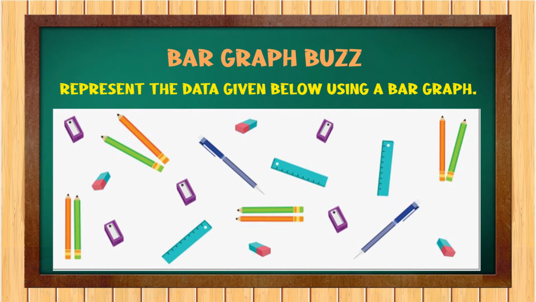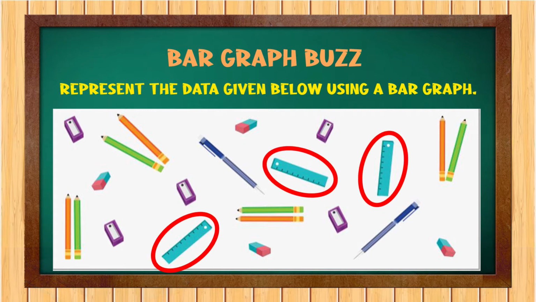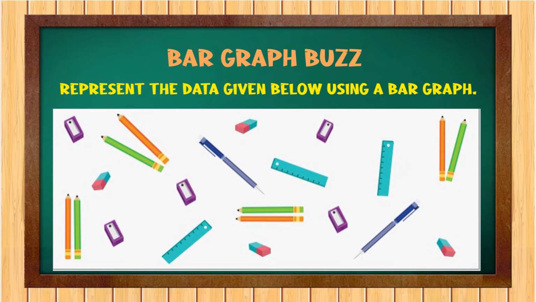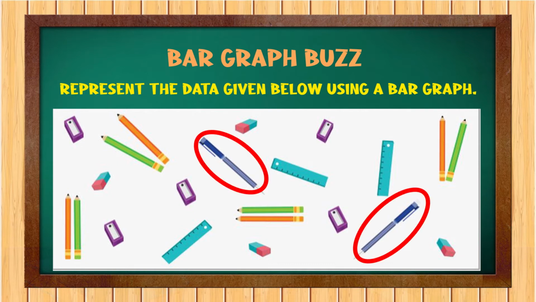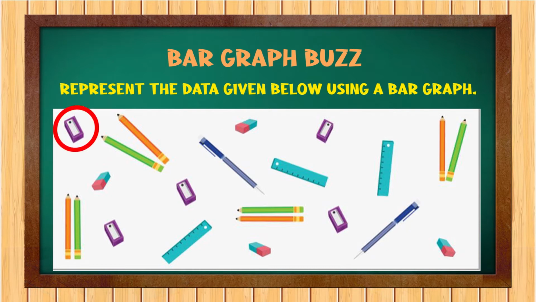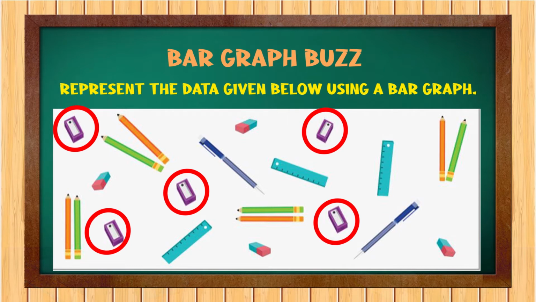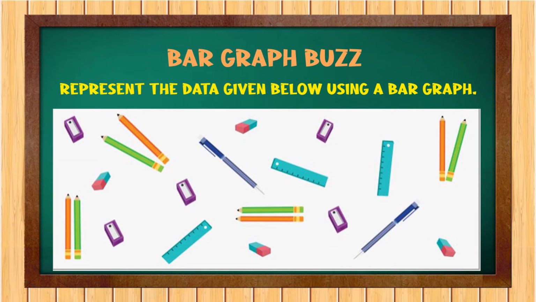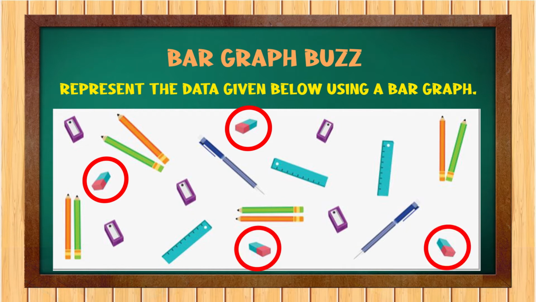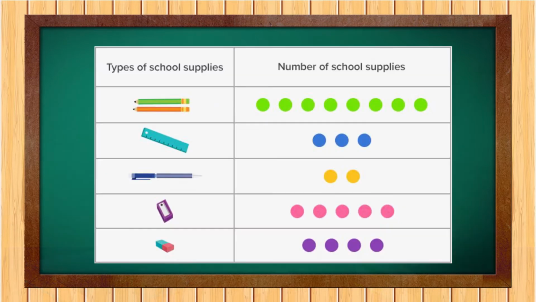How many rulers do we have? 1, 2, 3. Very good. 3 rulers. How many pens do we have? 1, 2. Okay, only 2 pens. How many sharpeners do we have there? 1, 2, 3, 4, 5. 5 sharpeners. And how many erasers? 1, 2, 3, 4. 4 erasers.